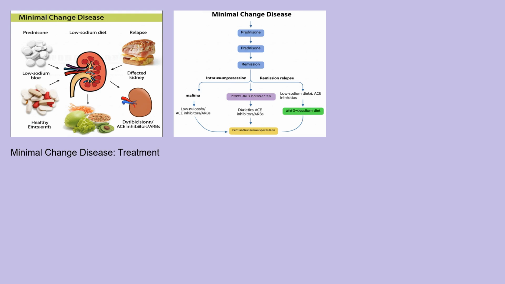The cornerstone of treatment for minimal change disease is corticosteroids, typically prednisone. These medications work by suppressing the immune system and reversing the podocyte damage. Most children respond well to steroid therapy, and remission is often achieved within a few weeks. However, relapses are common, and some patients may require multiple courses of steroids or other immunosuppressants, such as cyclosporine, tacrolimus, or mycophenolate mofetil, to maintain remission. Supportive care is also important, including a low-sodium diet to reduce fluid retention and diuretics to manage edema. In some cases, ACE inhibitors or ARBs may be used to help reduce proteinuria.